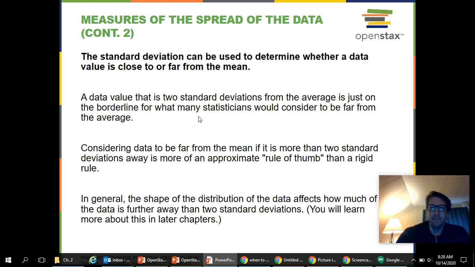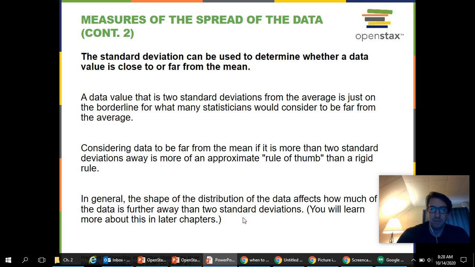Something that's 2 standard deviations from the average is just on the borderline for what many statisticians would consider to be far from the average. If it's more than 2 standard deviations away from the mean, it's too far. This is going to be an approximate rule of thumb rather than a rigid rule. We'll talk more about that in the future. So that's a way to calculate outliers and things like that.